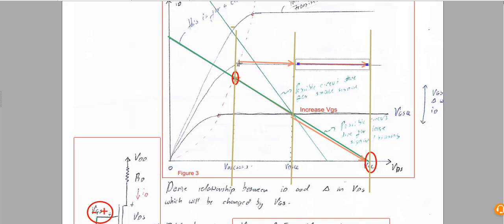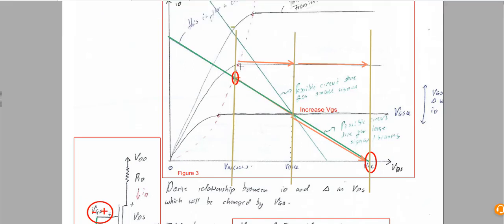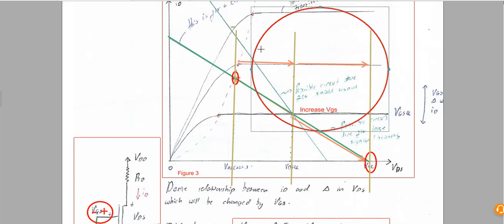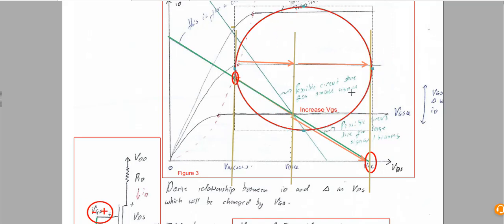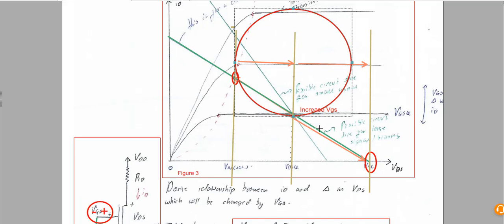The left and the right are going to be your maximum voltage, meaning you want to oscillate around this point. So basically, you want to work around this point.